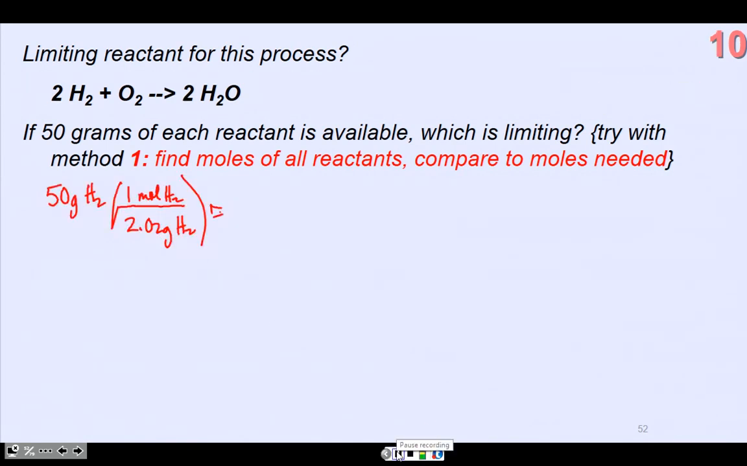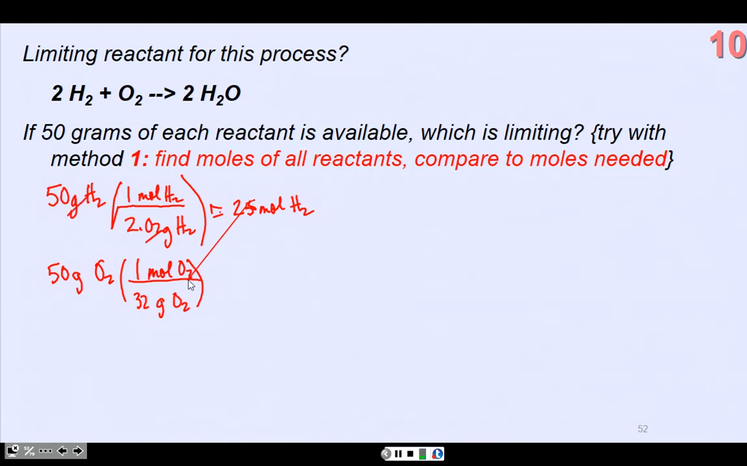But let's not get fussy. It's essentially 25 moles, close enough. 25 moles of hydrogen present, mostly. If you look at 50 grams of oxygen, and again, this is an approximation that is still not so bad because it'll give you the right answer without being fine-tuned in this case. 32 grams of oxygen is going to be a mole.